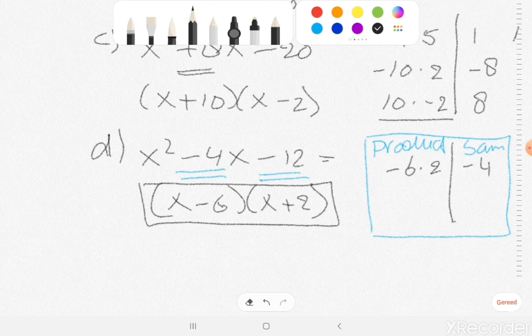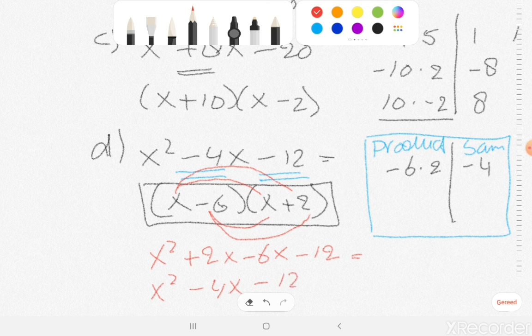Because if I multiply out those brackets again, you get x times x is x squared, x times 2 is plus 2x, minus 6 times x is minus 6x, and minus 6 times 2, there's your product, is minus 12. And if I simplify, you get plus 2x minus 6x is minus 4x, minus 12. And that was the line we started with.